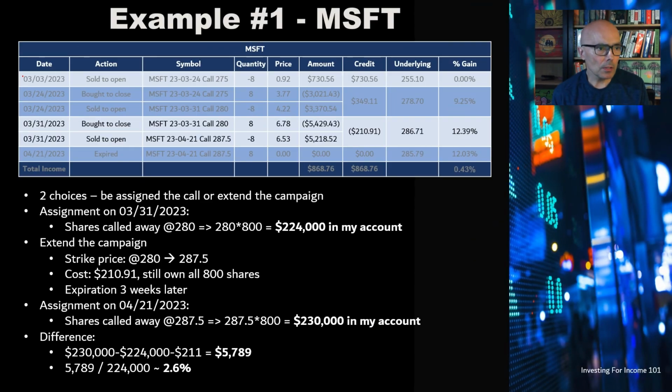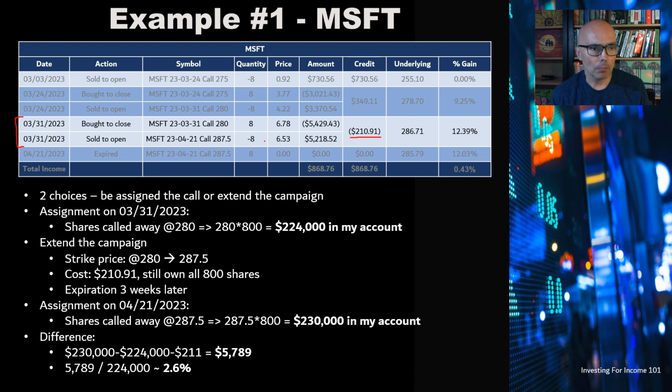So let me explain to you a little bit how these things work and why this strategy actually makes sense. So let me concentrate on just this one particular row, right? You can see I actually had to pay a little bit of money to do the roll.